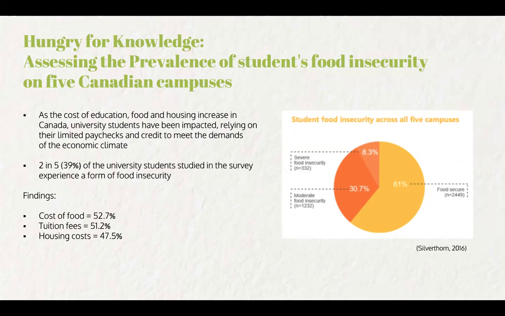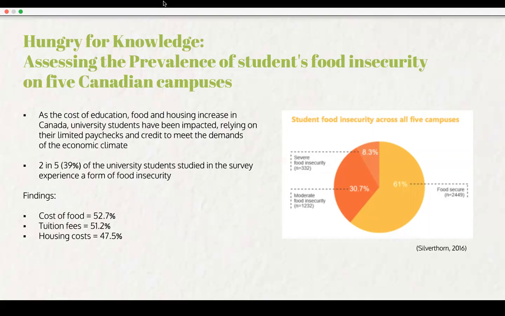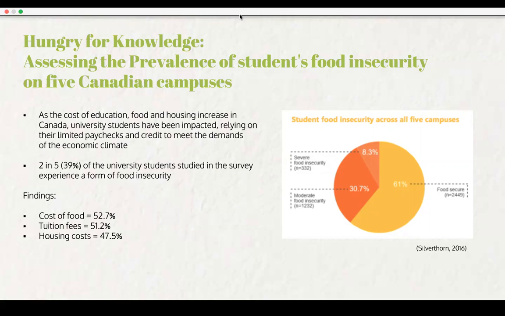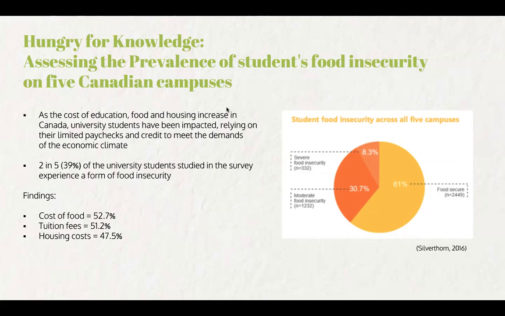The results found 3 main barriers to food insecurity among university students. First, the cost of food. Second, the tuition costs. And third, housing costs. As the cost of tuition and student housing continues to rise, food insecurity among university students will continue to be an important health, social, and economic issue.